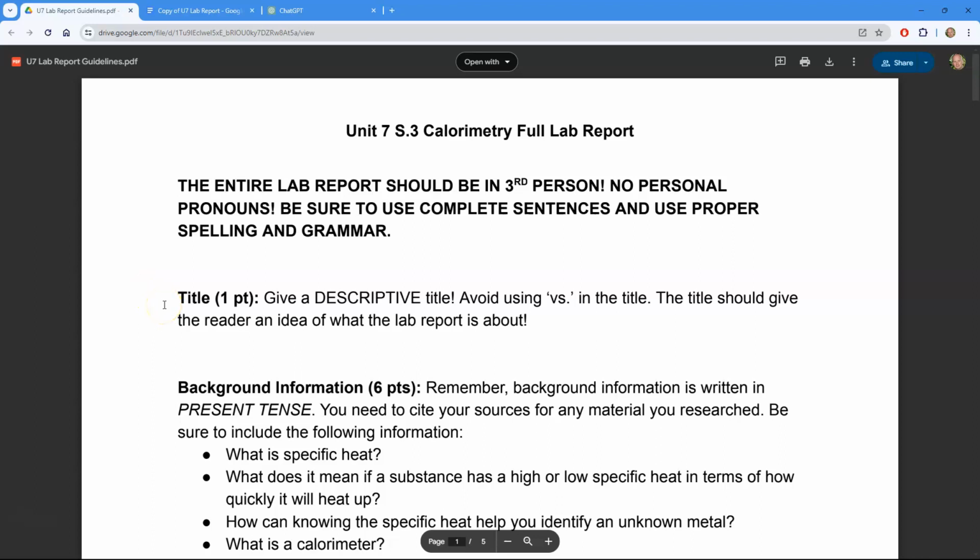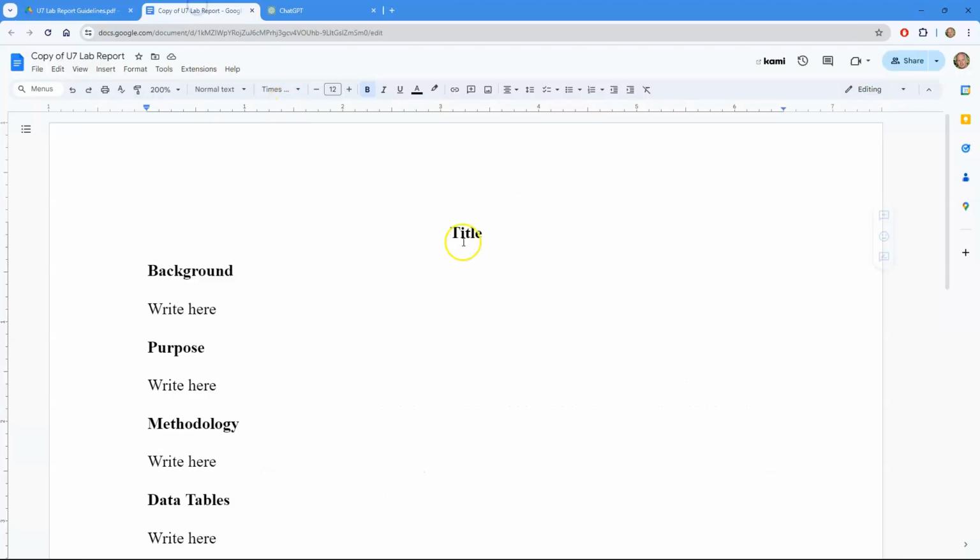So the title says, give a descriptive title, avoid using verses in the title. The title should give the reader an idea of what the lab report is about. So title or Calorimetry Lab are not acceptable titles. It needs to be reflective of what we did in the lab.